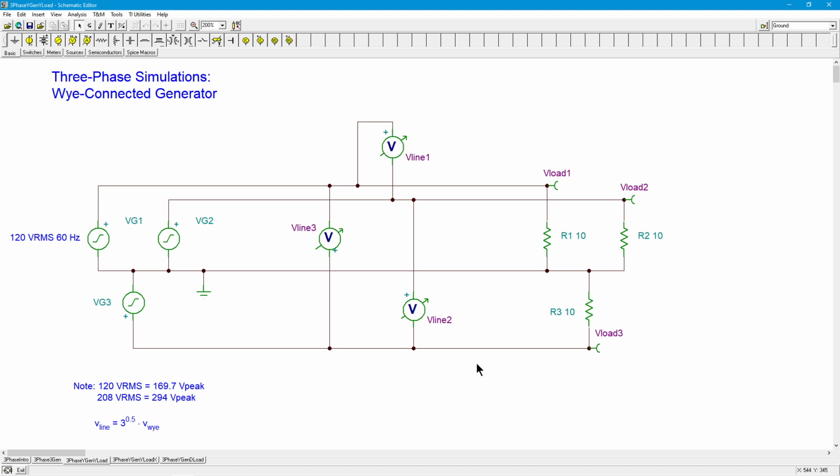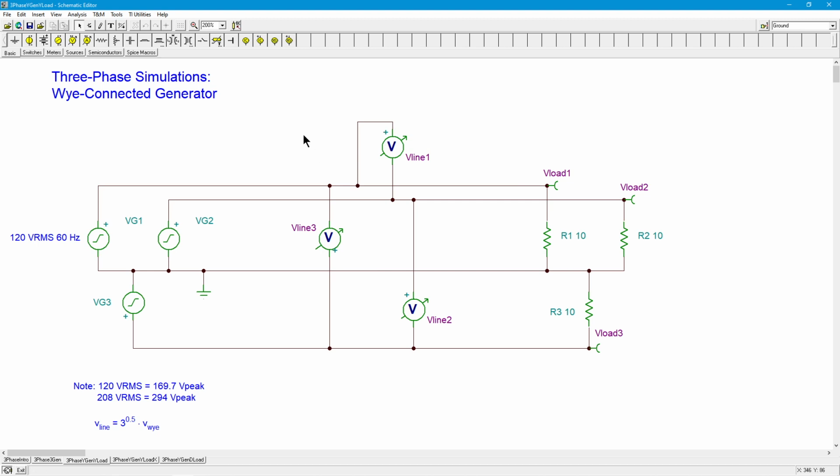So when I do the transient analysis, these line voltages should be showing up at just under 300 volts, and these three load voltages, these Y voltages, because again, here's our ground, should be showing up at about 170 volts peak, just under. We should see 120 degrees phase shift between the three load voltages as well as the three line voltages. Between the load and the line, we should see about a 30-degree phase shift.